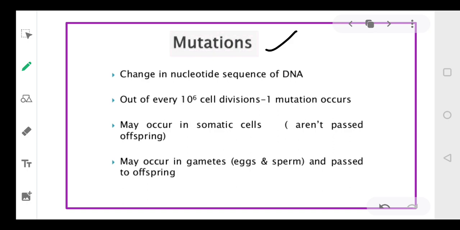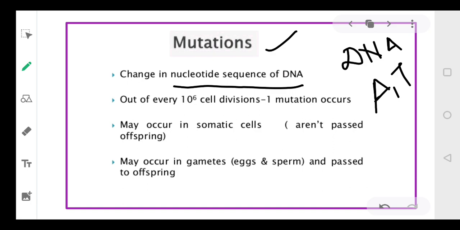Mutation. As the word says, mutation means a change in the nucleotide sequence of DNA. Dear students, we know DNA is made up of nucleotides, isn't it? DNA is made up of 4 nucleotide bases, that is A, T, G and C, isn't it? So any change in any of these nucleotides will result in mutation. Clear? And it is generally estimated that out of every 10 to the power 6 cell divisions, at least one mutation occurs. So mutation is nothing new. It is a very simple process that occurs, right?